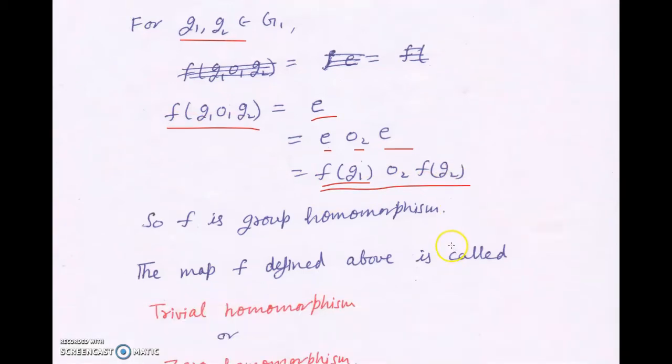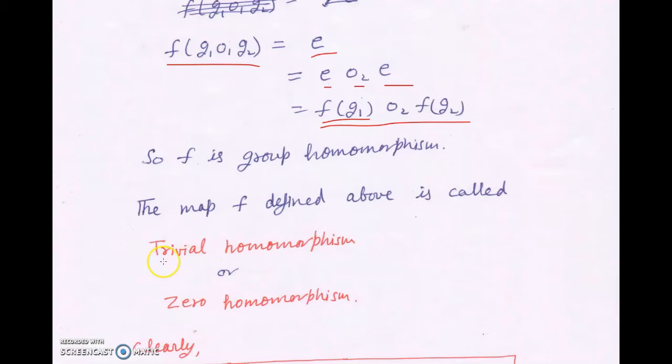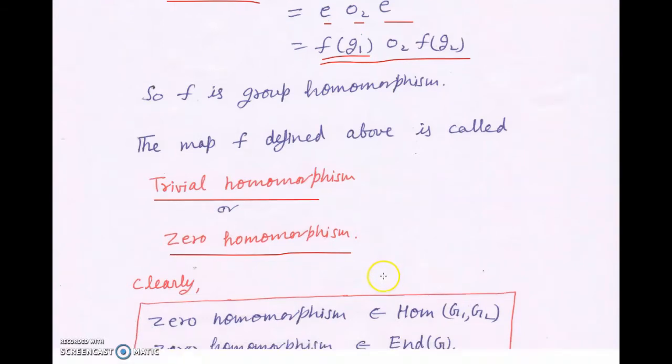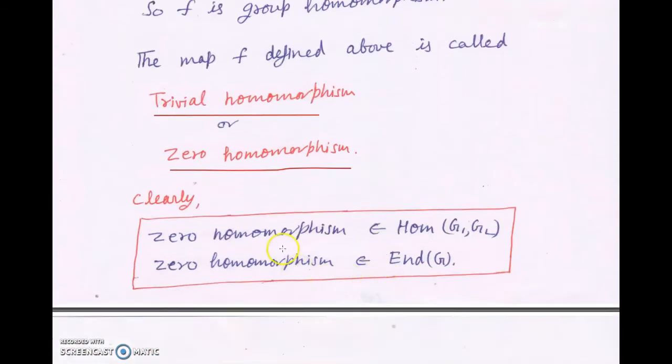Because everything is going to identity, this map is called the trivial homomorphism or zero homomorphism. Identity is usually called zero also, so it is also called trivial homomorphism or zero homomorphism. So the zero homomorphism is actually an element of Hom(G1, G2), that is the set of all homomorphisms from G1 to G2. And if we define it from G to G, then it is also an element of End(G).